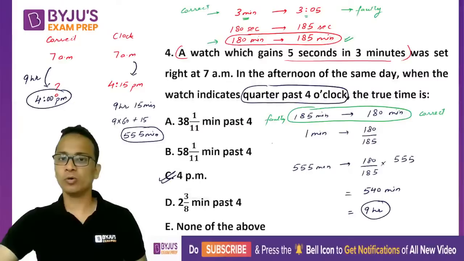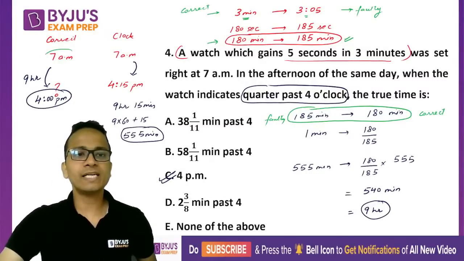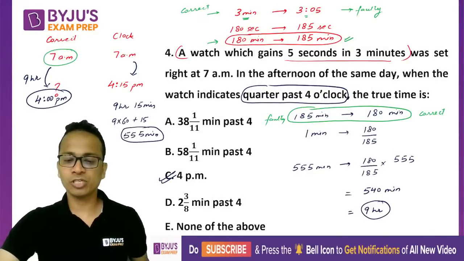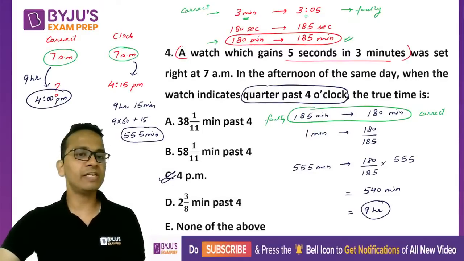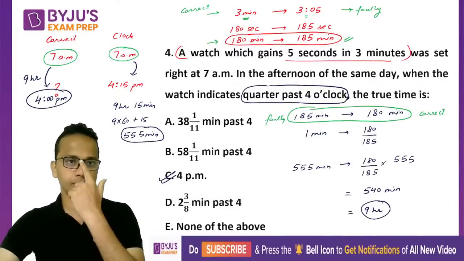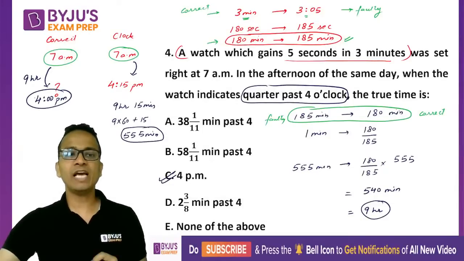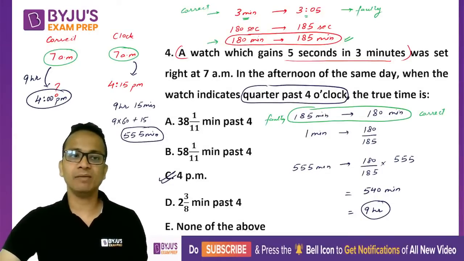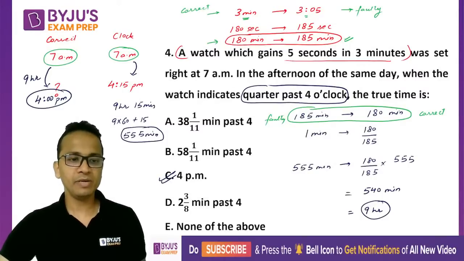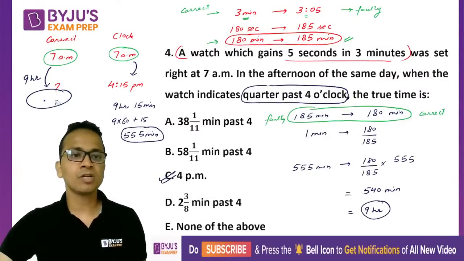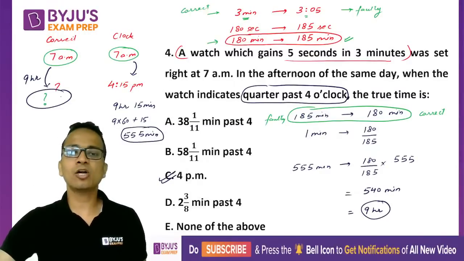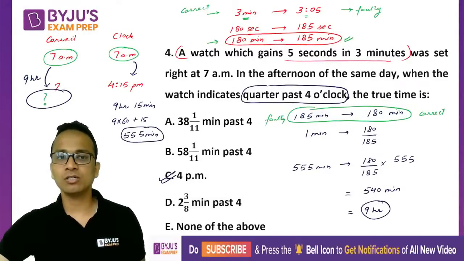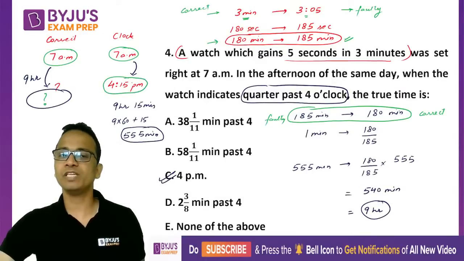That's it. Now the question is, the clock is set correct. Look at the left hand side of your screen. The clock is set correct at 7 a.m. So when the correct time is 7 a.m., the clock is also showing 7 a.m. So the question is, we have to find out the correct time. Let me erase this part for the time being. We have to find out the correct time when the faulty clock displays 4:15 p.m.